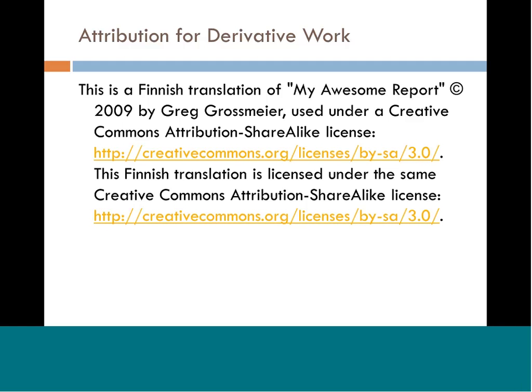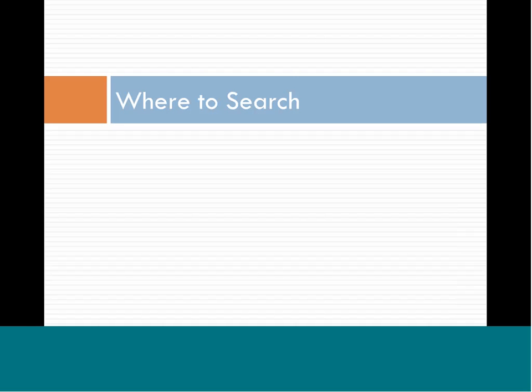Here's another example of an attribution for derivative work. So you have the translation, the title, the original owner under the copyright license, and an explanation of that license type linking to the Creative Commons website. And again, because this original work was licensed under Attribution-ShareAlike, the derivative work thus also has to be distributed with the same license type, Attribution-ShareAlike.